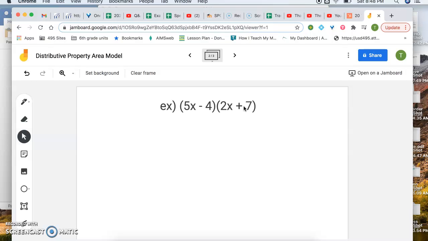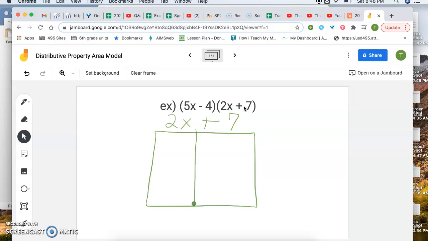So one of the easier ways to do that is to simply make our rectangles here. And on the top, I mean, it doesn't really matter which polynomial you put on the top or the side. So I'm just going to go ahead and put my 2x plus 7 on top. And then I'm going to split that up right there. And then I'm going to put my 5x minus 4 along the side, and then I'm going to split that right there in the terms.